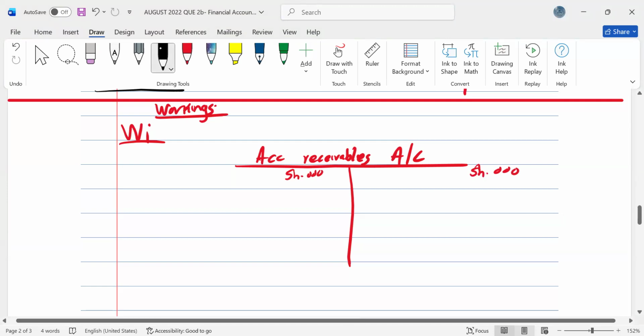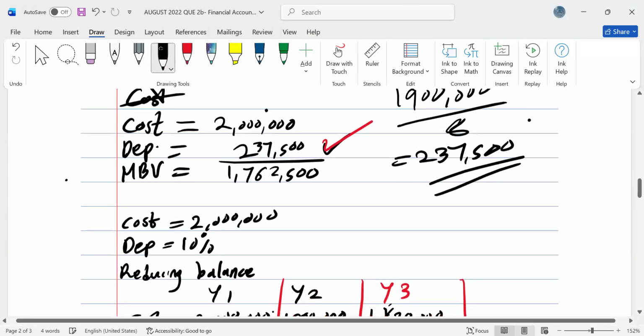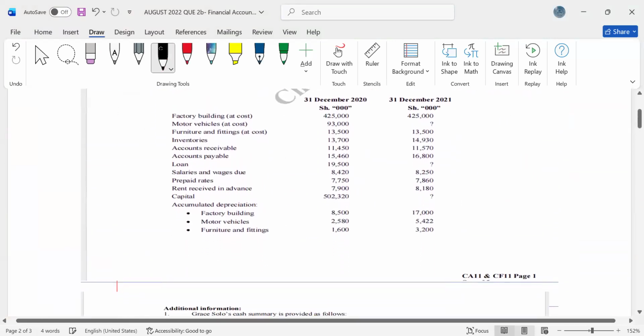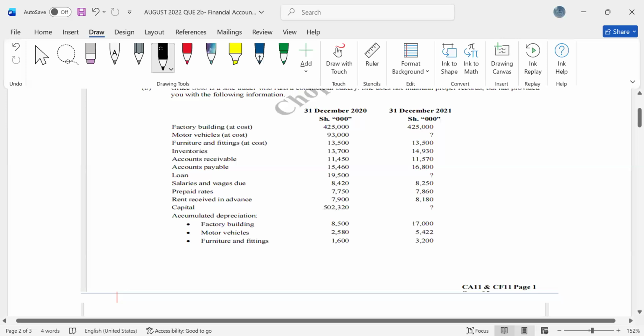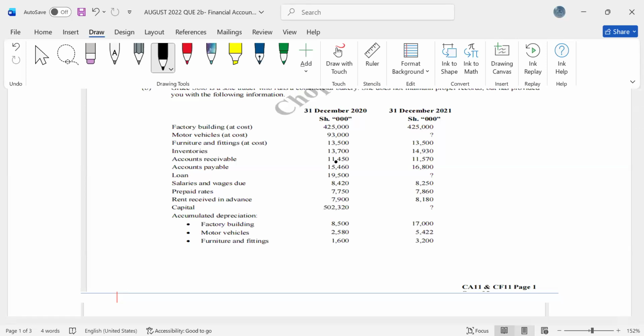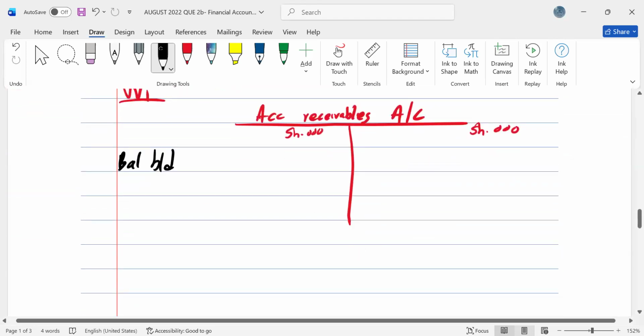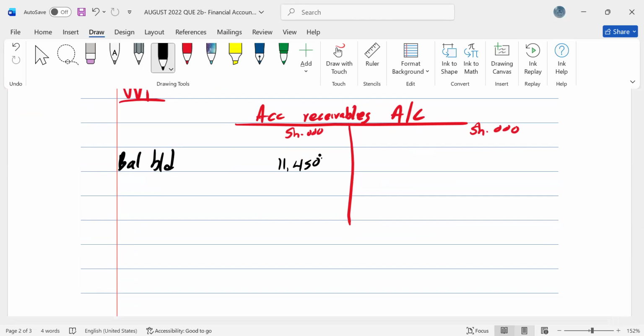Balance brought down, the one for 2021. Let's scroll up. What was our receivables figure? Was it 11,450? Yes, this one. We start with the 11,450.